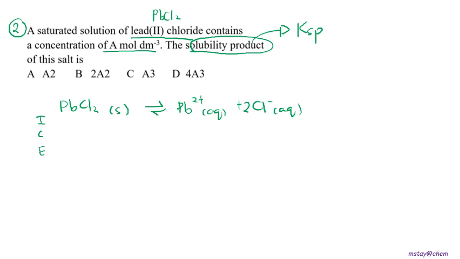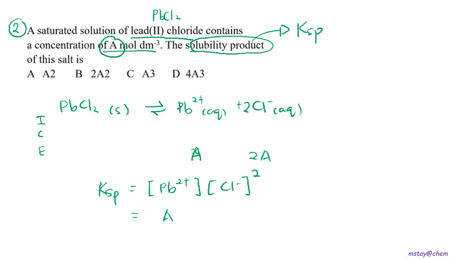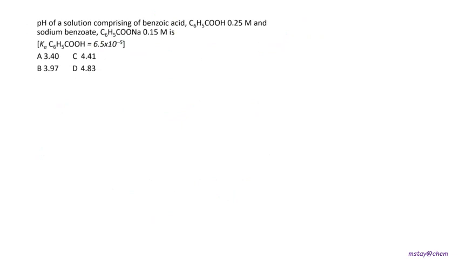So Pb2+ will increase by a because the concentration given here is a, while for Cl- it will be 2a. When we write the Ksp expression, it is concentration of Pb2+ multiplied with concentration of Cl- raised to the power of 2. Substitute the values, a times (2a) to the power of 2, which equals 4a cubed. So the answer is D. Let's proceed to question number 3.